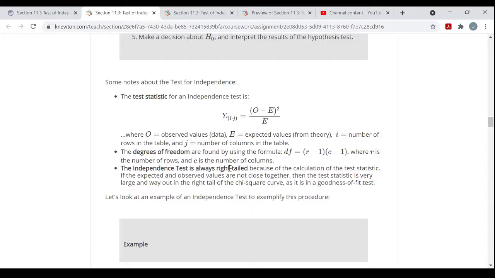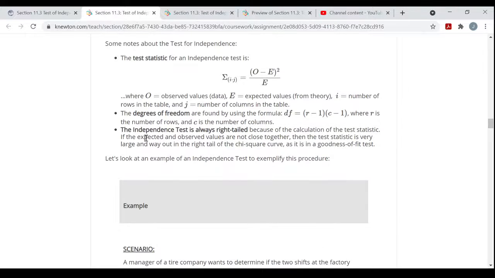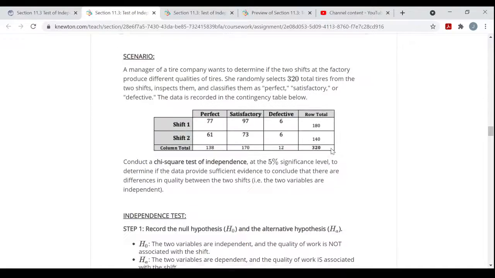The independence test is always right-tailed. If the expected and observed values are not close together, then the test statistic will be very large and way out in the right tail, and just like in a goodness of fit test, we'll reject the null hypothesis, rejecting independence. And if the expected values and observed values are really close, then we'll fail to reject. It all depends on the value of alpha and the number of degrees of freedom, where this rejection region will be. They give you an example here. I'll let you read that on your own.